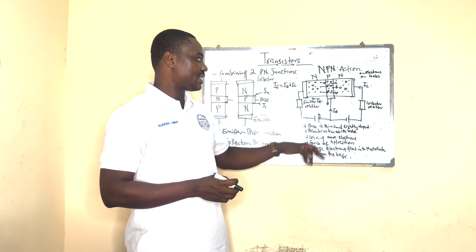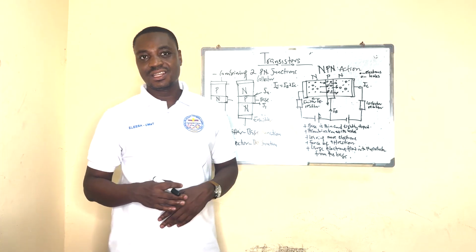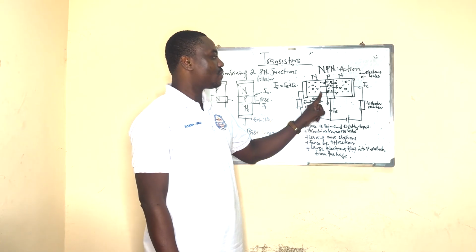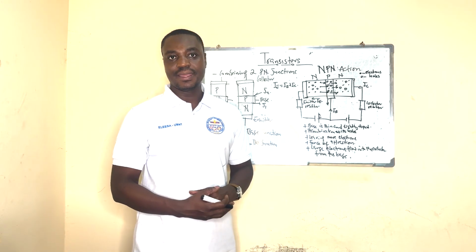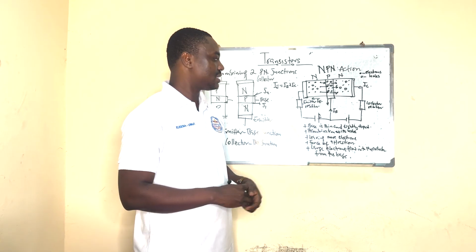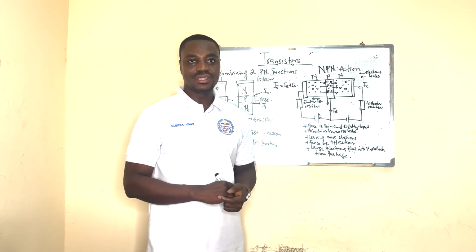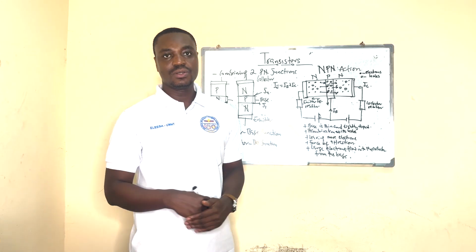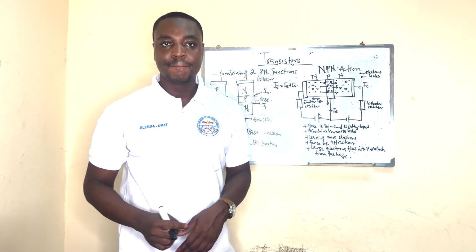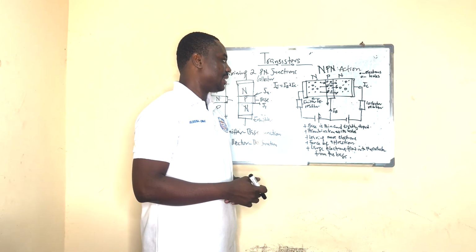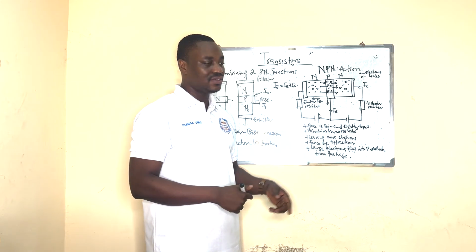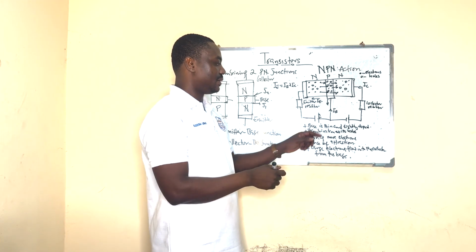So due to the force of attraction, the majority electrons in the emitter region are going to force their way to move to the positive terminal of the voltage source, which is connected to the base region where we have majority holes. So you have movement of electrons into the base region, and these electrons will force their way to the positive terminal that we have over here.